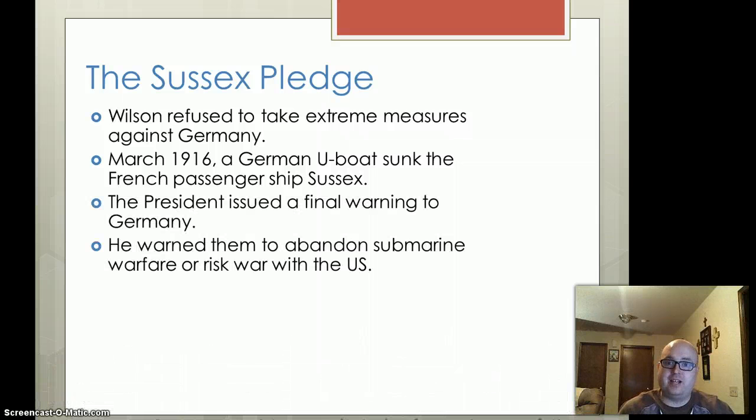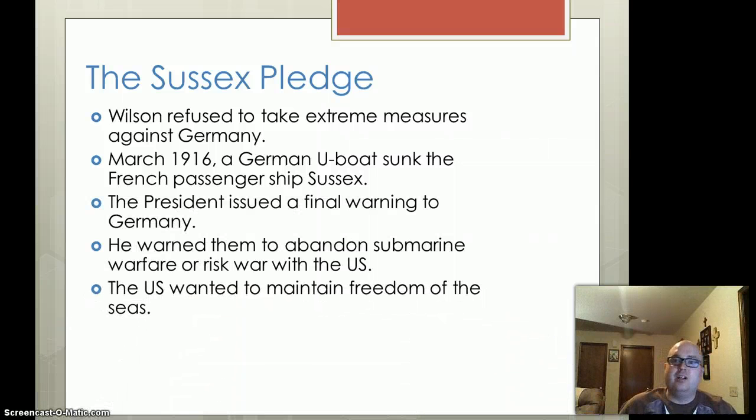So Wilson refused to take extreme measures, like, okay, we knew better. We had contraband on the ship, so he blew it up. But Germany struck again. Remember, this is unrestricted submarine warfare. They're just going to blow anybody up that gets in their water. And so they blew up the French ship this time, the Sussex. Well, Wilson's like, okay, if you're going to keep doing this, we're going to become involved.